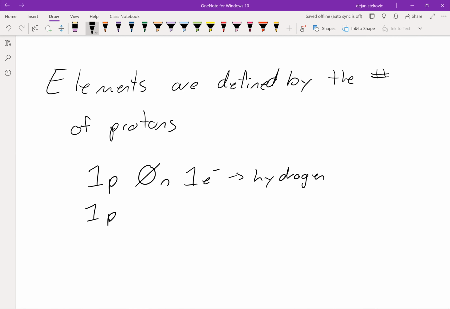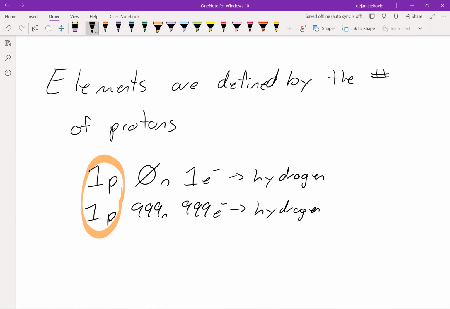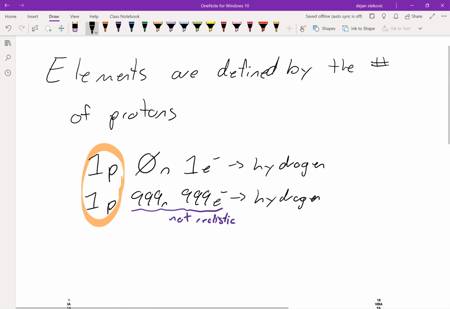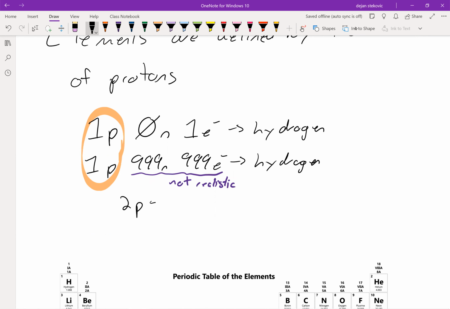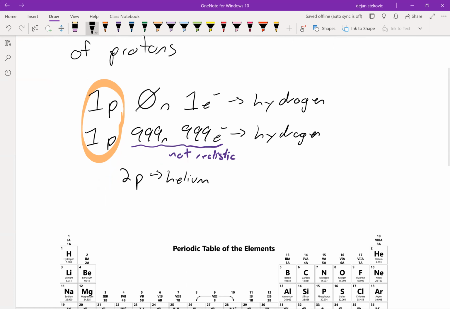If you had 1 proton, 999 neutrons, and 999 electrons, you are still hydrogen, because the identity of an element is determined by the number of protons. Note that this example is extreme and not realistic. There's no way you could get that many neutrons and electrons in here. But again, just to emphasize the fact that when you have 1 proton, you're hydrogen. If you go up to 2 protons, you instantly become helium. Again, it doesn't matter how many neutrons, it doesn't matter how many electrons. All that matters is your number of protons.